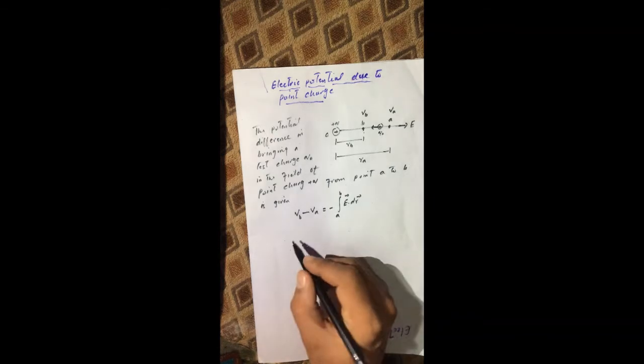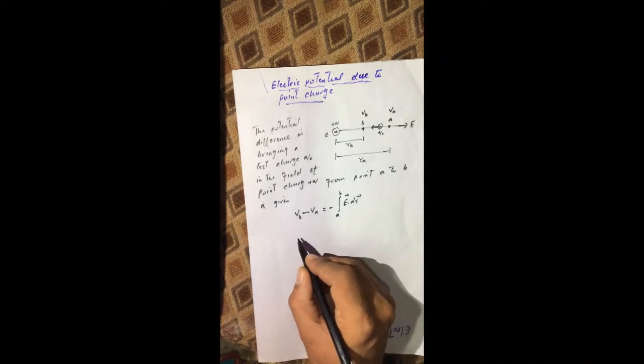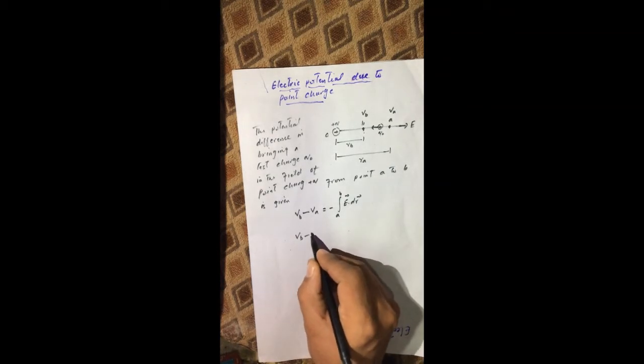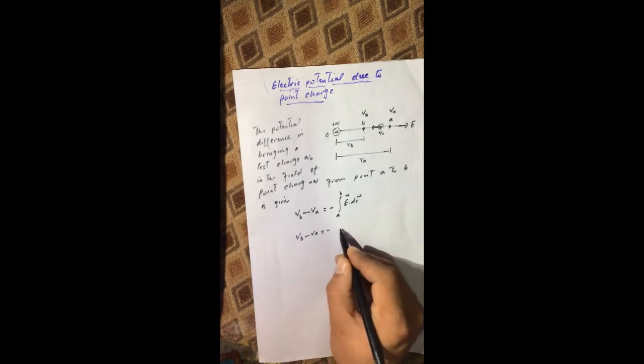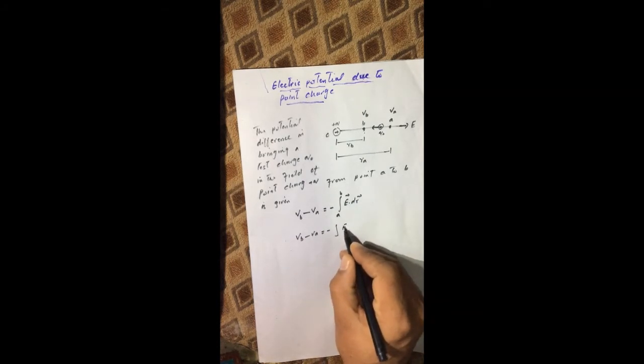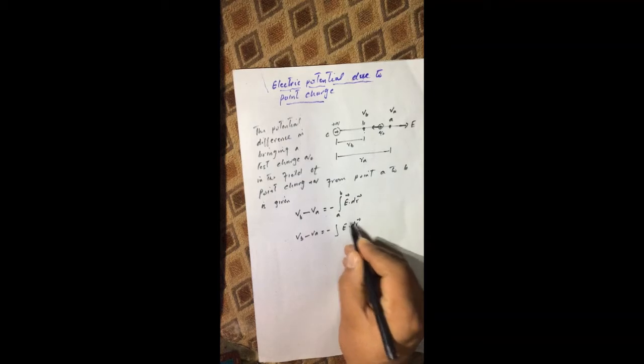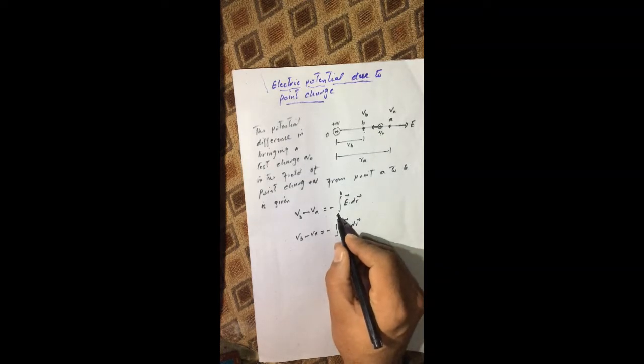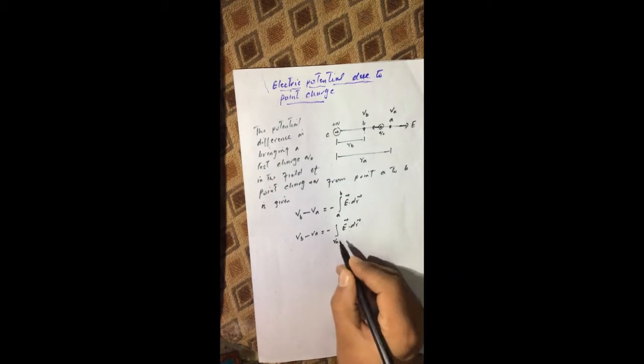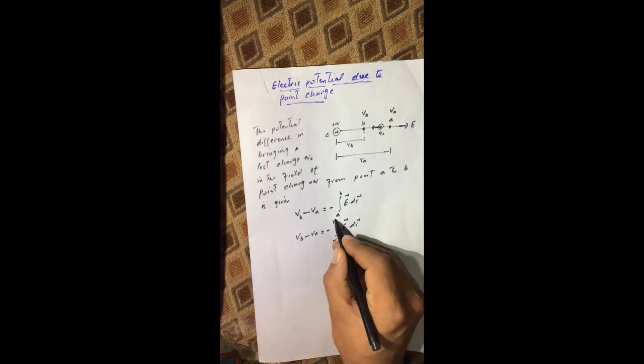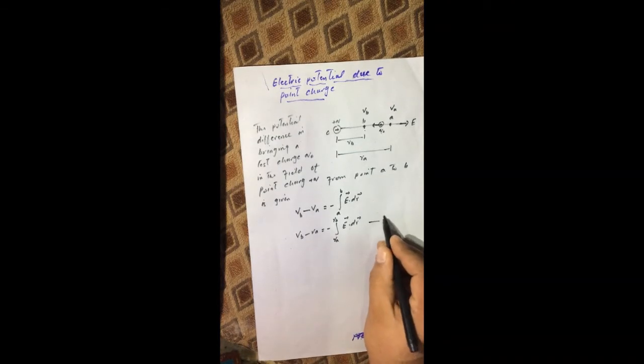Now we can also write it as VB minus VA is equal to minus integral of E dot dr, where point A is at a distance RA from the source charge, and point B is at a distance RB from the source charge. Let's say this is equation number 1.